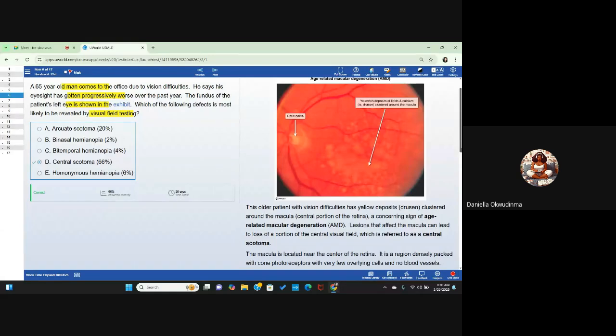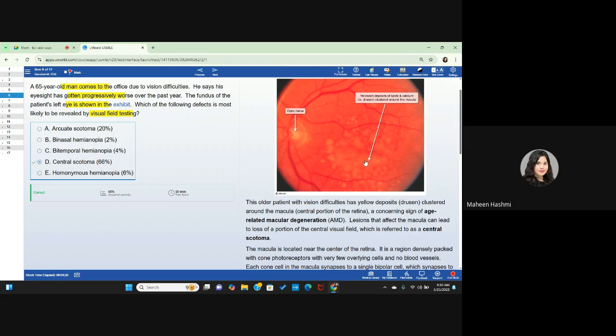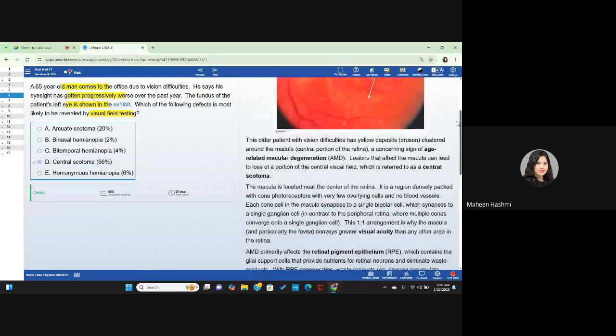I know there was dry and wet, so it's just central, the macula in the central. Exactly. So you see that this is the yellowish deposits of lipids and calcium. These are the drusen. This is the optic nerve that you can see over here. Again, the older patient who had visual difficulties and yellow deposits, for example drusen, they're all age-related changes, and that is why it's called age-related macular degeneration. Macula usually affects the central portion of the visual field, and that is why it's referred to as a central scotoma.